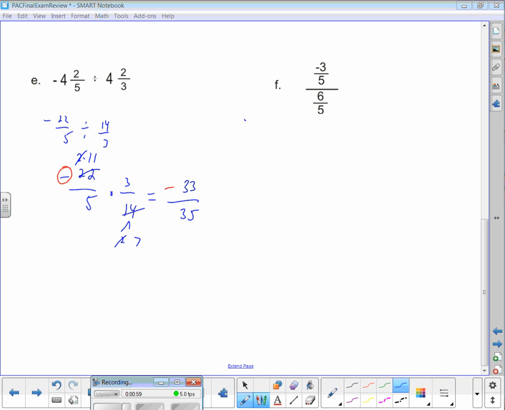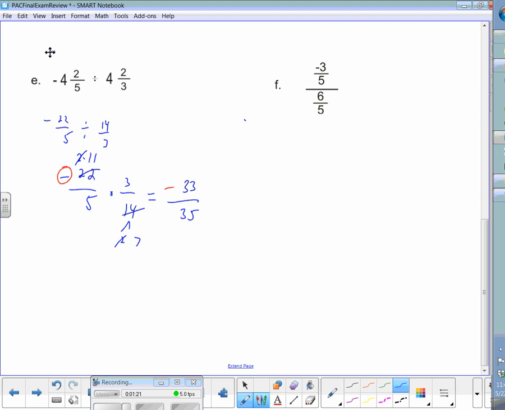negative 33/35, right? Again, be careful with the negative mixed numbers. That's minus the quantity 4 times 5 plus 2. That's a negative 22/5. Don't make that mistake of thinking it's negative 20 and a positive 2. Again, it is not. So one more time, your numerator would be like that. Okay, that's a negative 22.